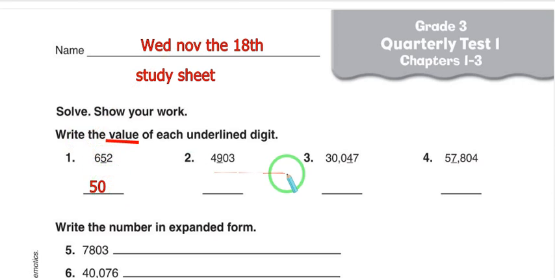So it's 50. Now, for this number, which is question number 2, we have 4,903. The underlined digit, as you can see here, is number 9. It is located in the hundreds place. So the value, I'm talking about the value, is 900. Now, what is the value of this digit? As you can see, it's in the tens place and the number is 4. So the value is 40. And the last one here, the value is 7,000.